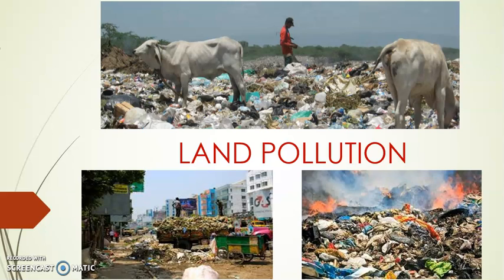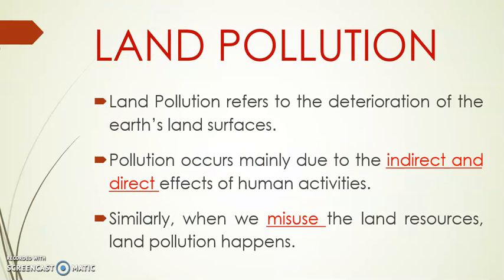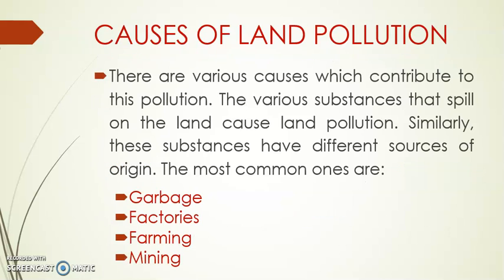Land pollution. You can see the pictures of land pollution. So what does land pollution mean? Land pollution is the deterioration of Earth's land surface by indirect or direct effects of human activities. First, it is a misutilization of land resources that affects the naturality of the land.